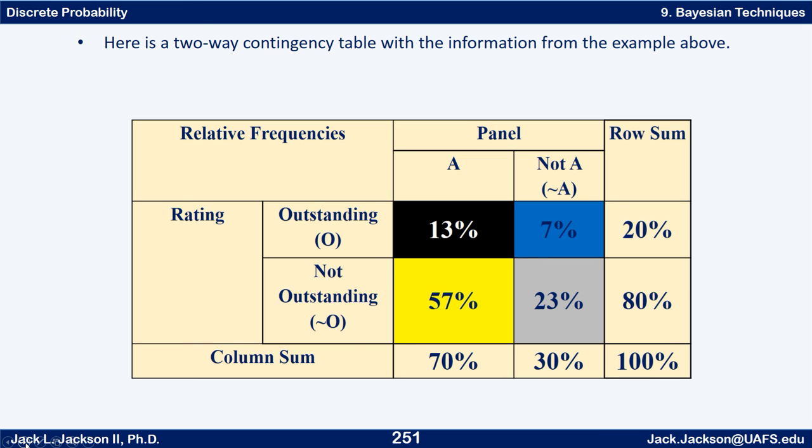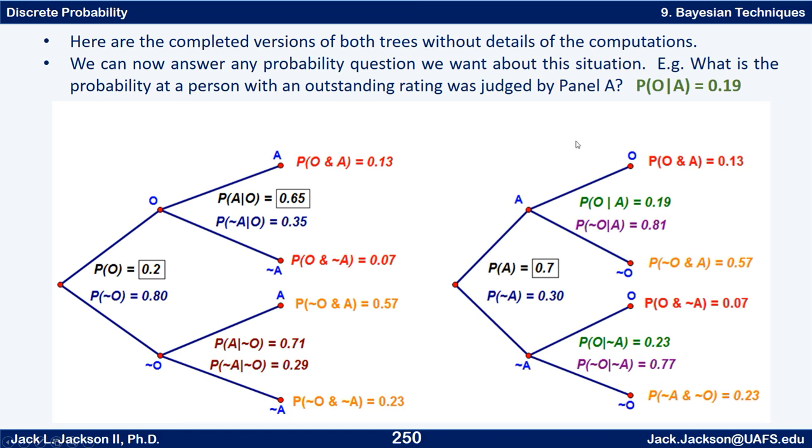Now we could figure them out from here, of course. For example, we know how to do that. We would take probability of outstanding given A would be 13% divided by 70%. The 0.13 divided by the 0.7. We see that here, the 0.13 divided by the 0.7 is the 0.19. That's how we figured out the 0.19, if you remember. And so forth.